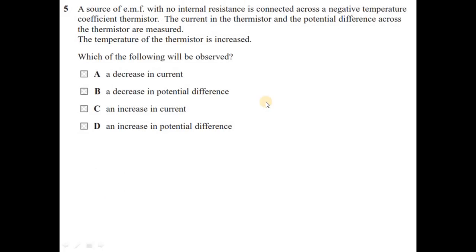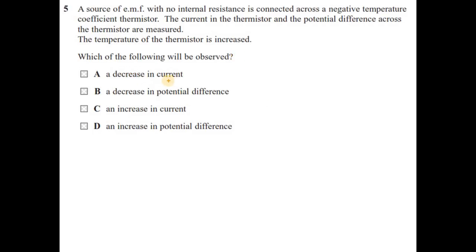Question number 5. A source of EMF with no internal resistance is connected across a negative temperature coefficient thermistor. The current in the thermistor and the potential difference across the thermistor are measured. The temperature of the thermistor is increased. Which of the following will be observed?